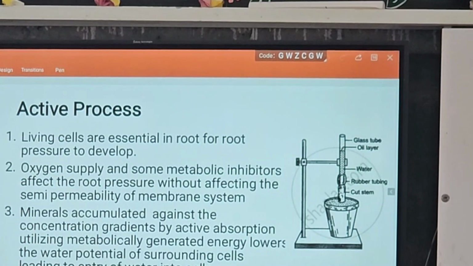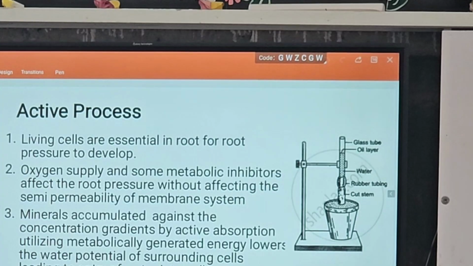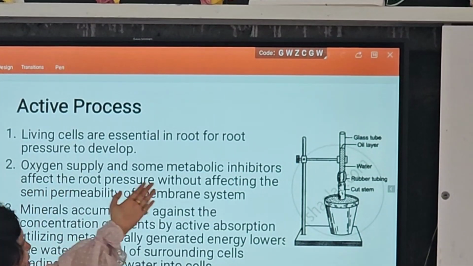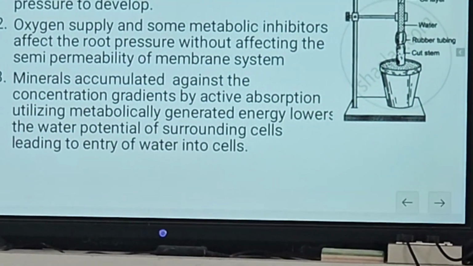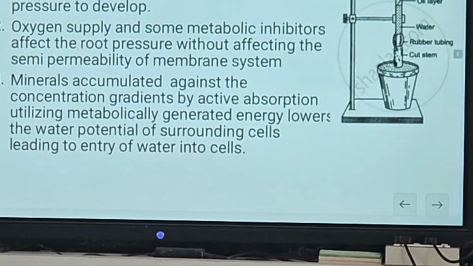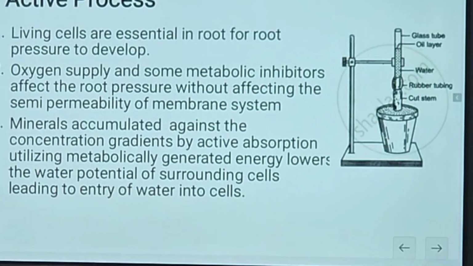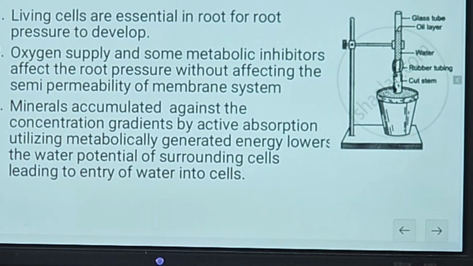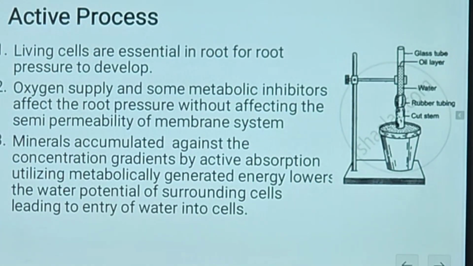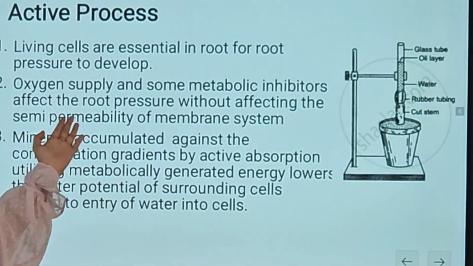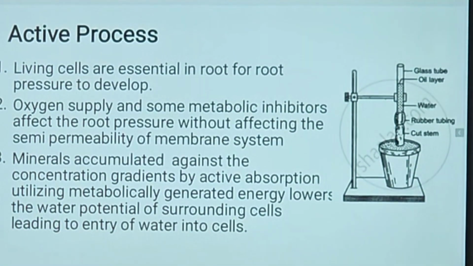Secondly, oxygen supply and some metabolic inhibitors can affect the root pressure without affecting the semi-permeable nature of the membrane. And third, for an active process we need some energy to transport things against the concentration gradient, and here mineral ions are transported against the concentration gradient because they are less in the soil and more inside the plant cell. Thus they are transported from lower concentration to higher concentration with the involvement of energy, and this energy is supplied by the metabolic activity of the cell.